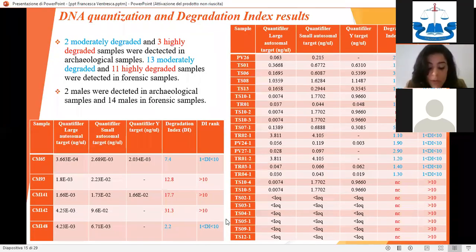These tables show the results obtained from DNA quantitation. You can see here the samples in red are those highly degraded, and in blue are moderately degraded. Two moderately degraded and three highly degraded samples were detected in archaeological samples. 13 moderately degraded and 11 highly degraded samples were detected in forensic samples. Remember that the table of forensic samples is the taller and the archaeological sample is the smaller table. Two males were detected in archaeological samples and 14 males in forensic samples. It was important to determine also the males because it will be useful for a further analysis that will be done later.